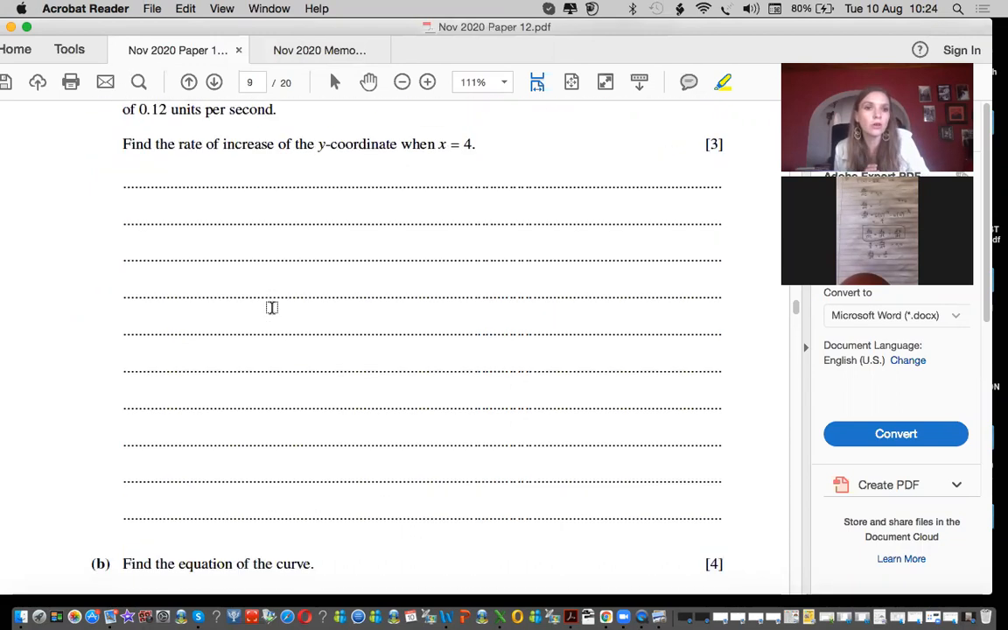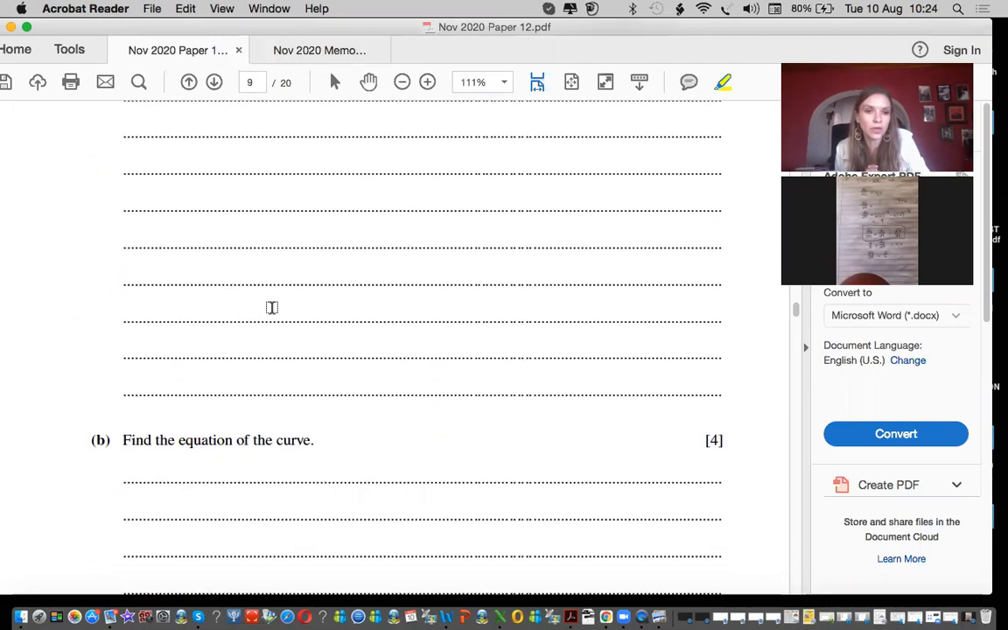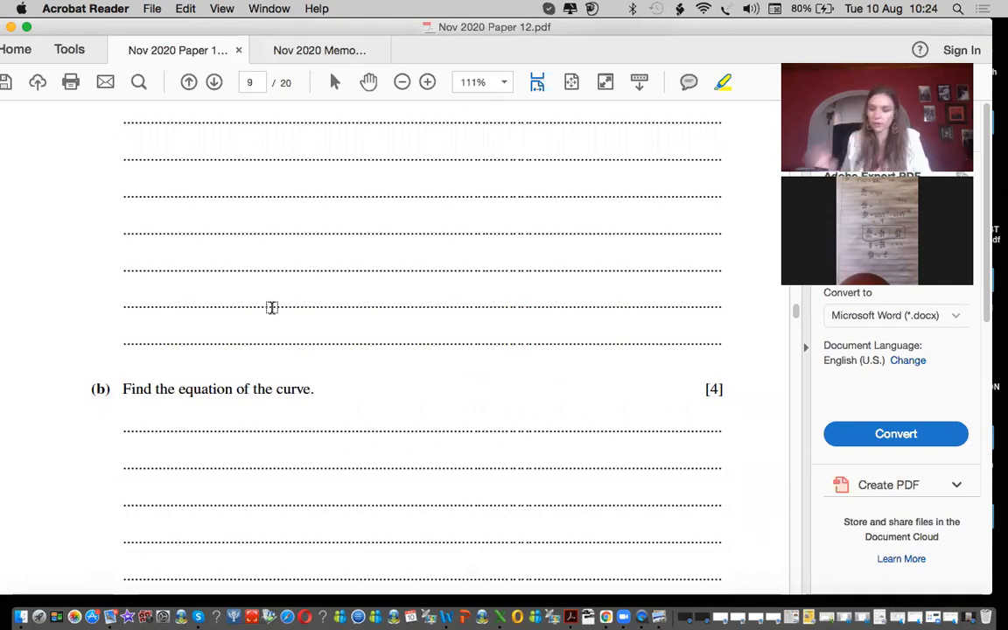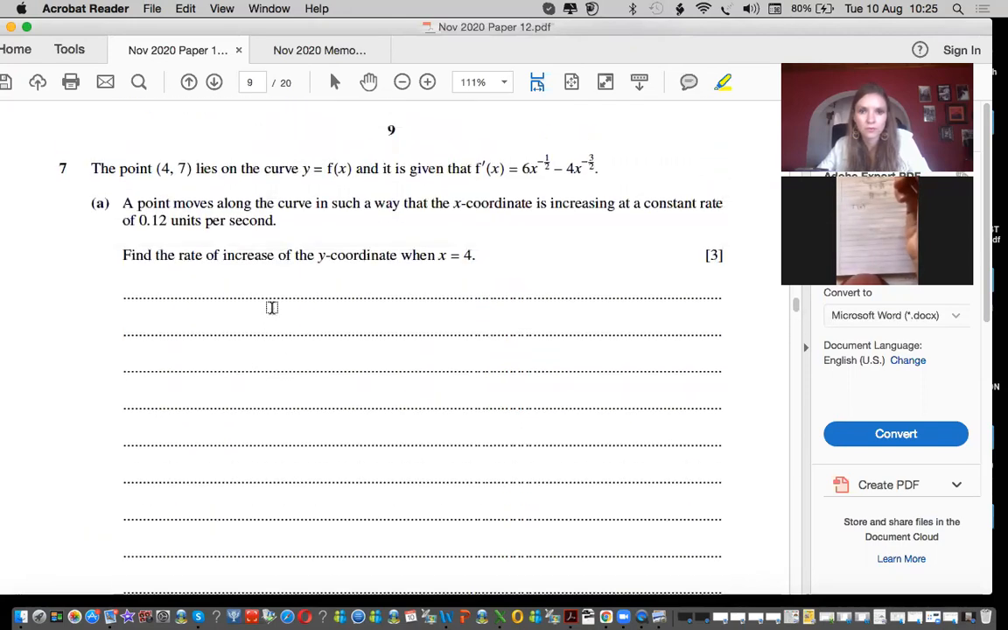I am moving on with this one. I'm going to B. Just remember, we are still working with the original curve that they gave us in the beginning. I'm just going to copy this down again. The derivative was 6x to the power negative a half minus 4x to the power negative 3/2. They give us a point on the curve.